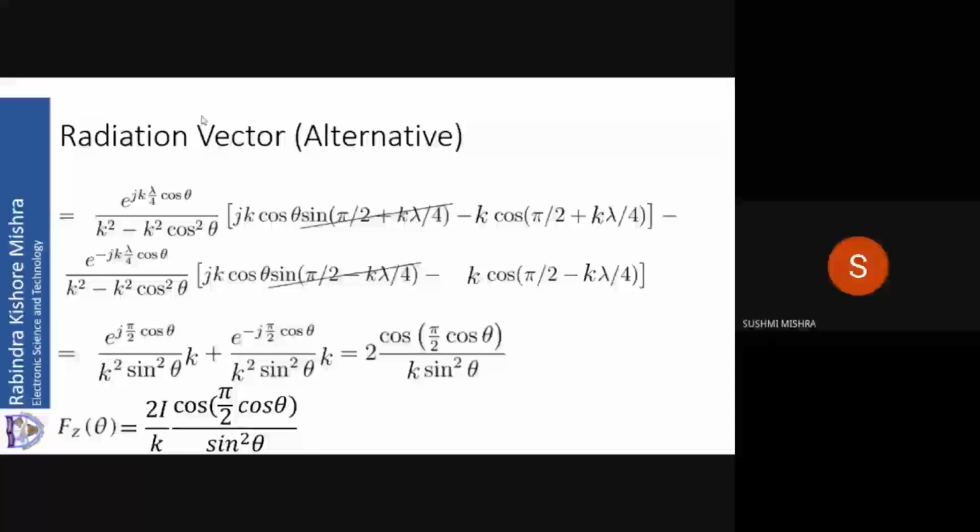Once we know the radiation vector, we are going to find out the field expression. What will the field expression be? We have already seen the radiation vector has only theta component. So E and H will have only theta component. E will definitely have a theta component. So E is equal to theta cap E theta, that will be theta cap jk eta e to the power minus jkr upon 4 pi r Fg theta sin theta. This we have already seen in the last class.